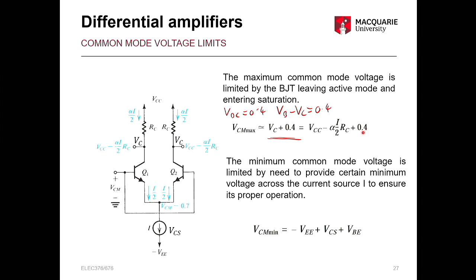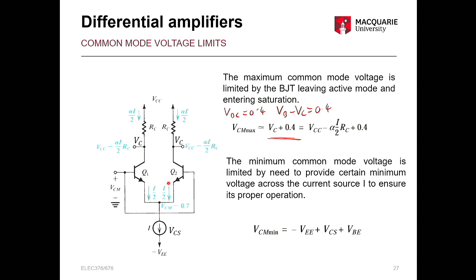As with the MOSFETs, the minimum is going to be defined by the voltage needed across the current source. So you have some voltage VCS required in order for this current source to keep maintaining the current that you need. Same as with the MOSFET analysis, we can show that to be minus VE plus VCS plus VBE.